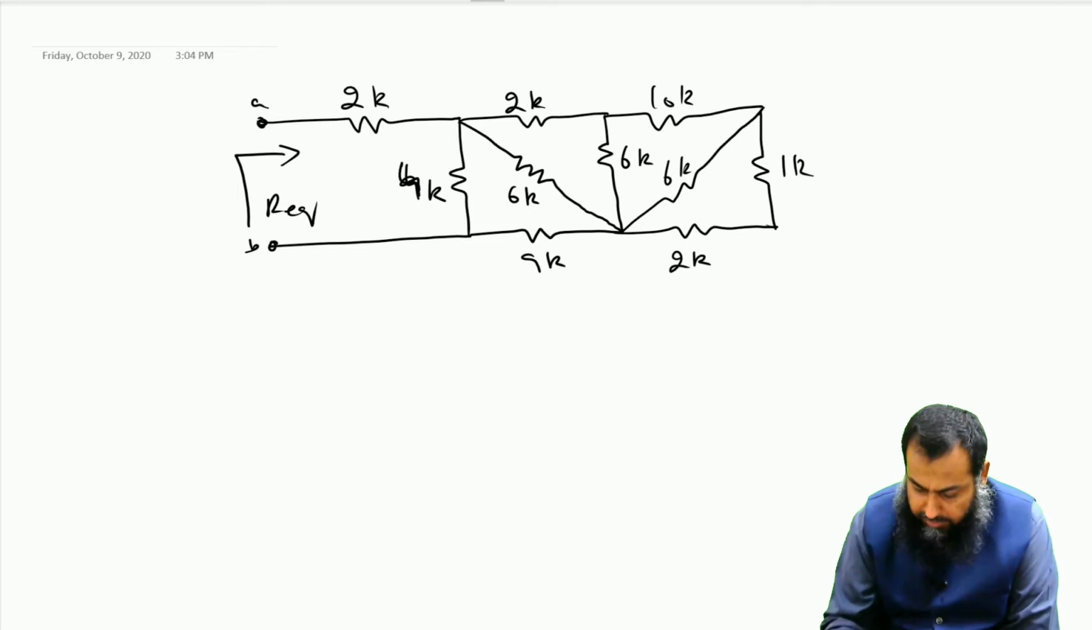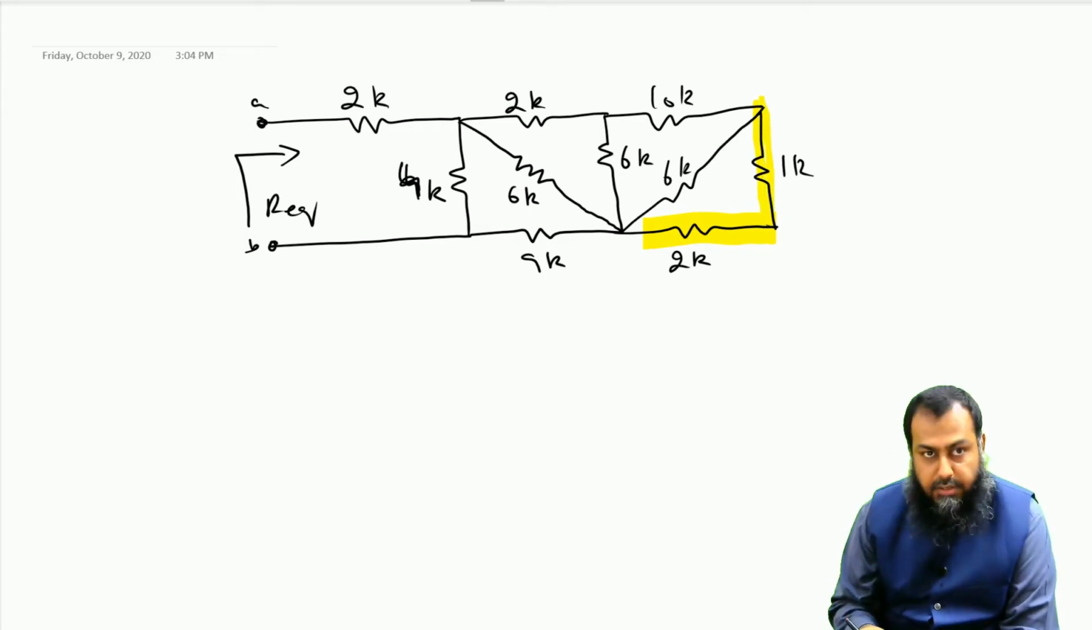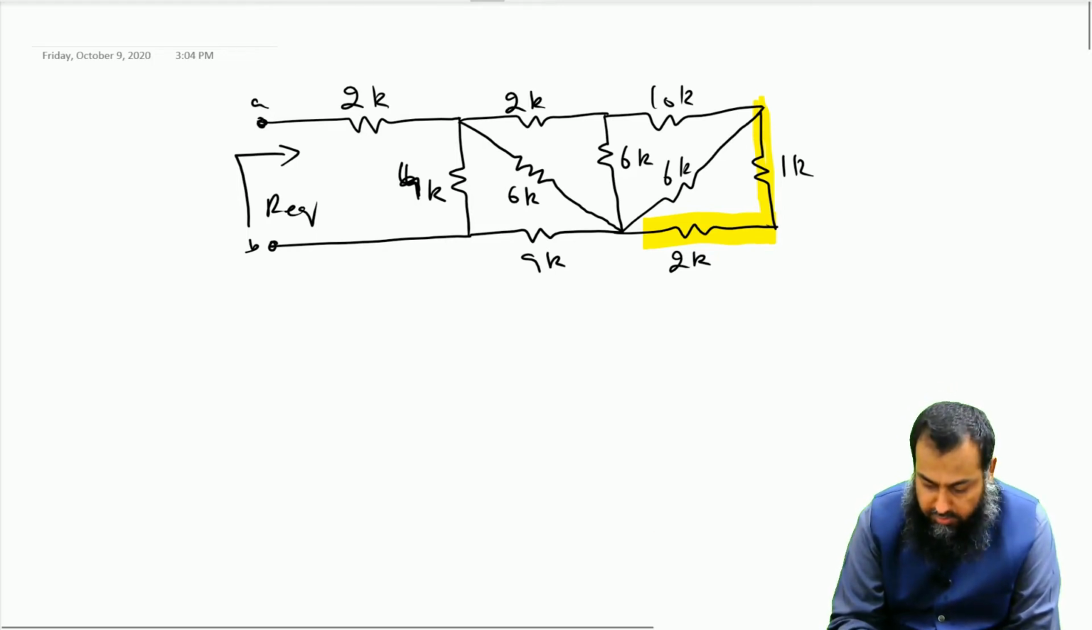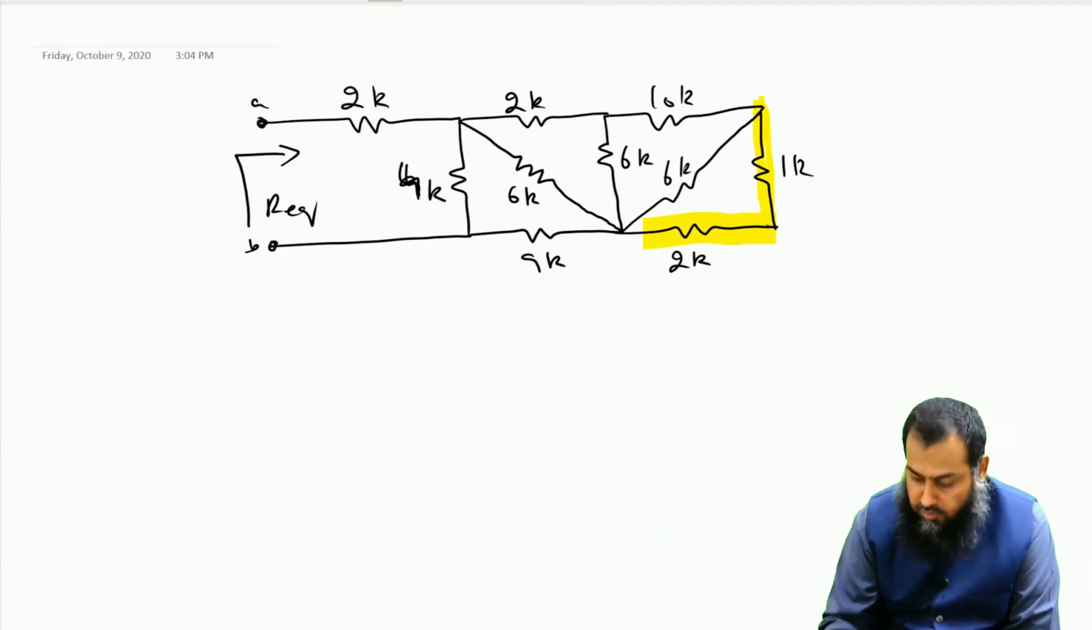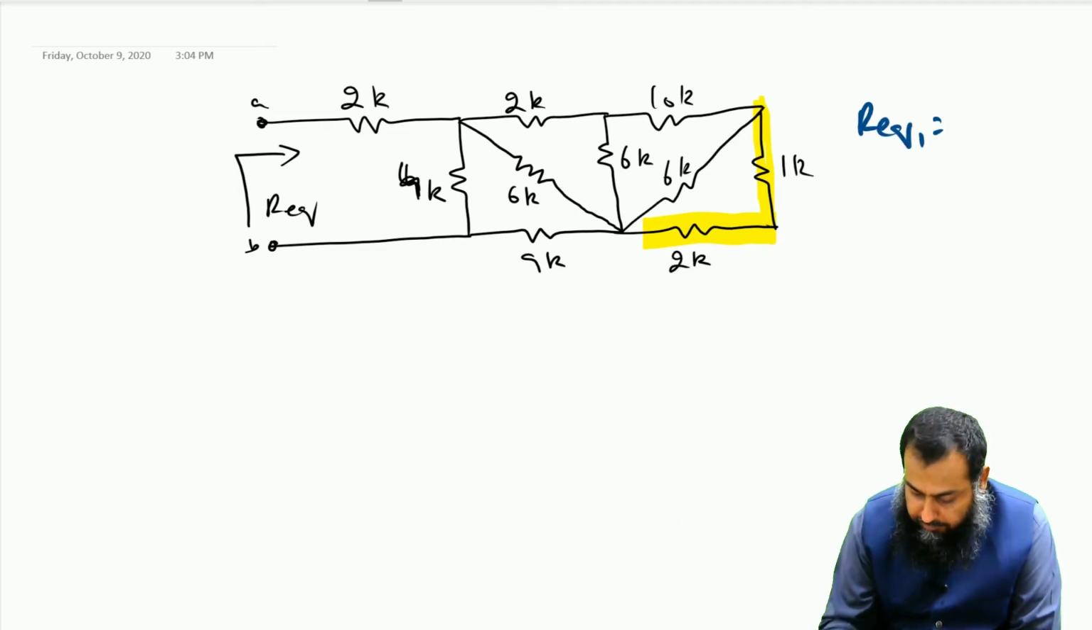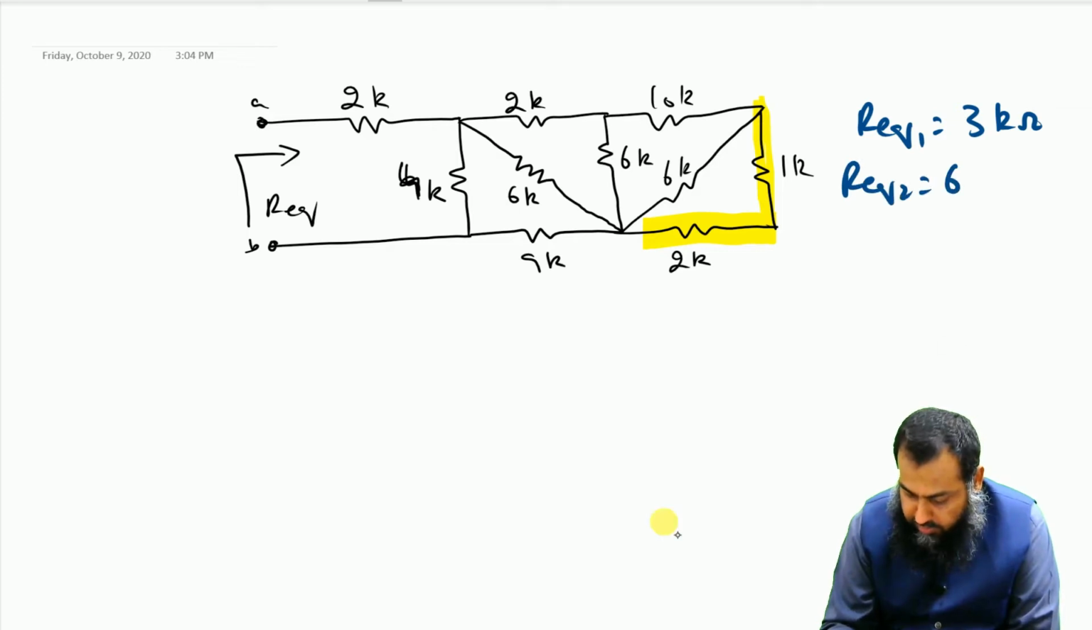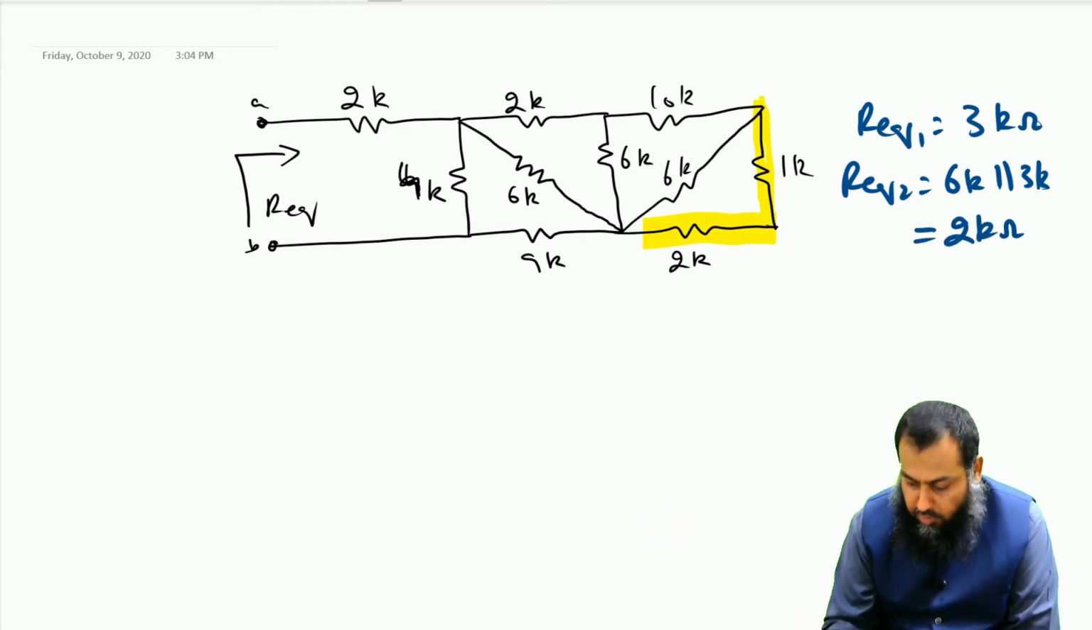As a start, I shall first combine. I can see that this resistance and this resistance are in series. So I can have a series resistance equal to 3 kilo ohm for these two values, and this 3 kilo ohm comes in parallel with this 6k. So my R equivalent 1 is 3 kilo ohm, and my R equivalent 2 is 6 kilo ohm in parallel with this 3 kilo ohm, and this gives me 2 kilo ohm.